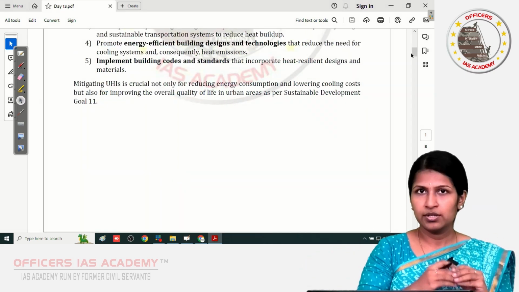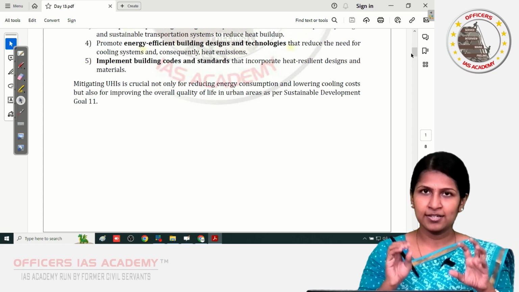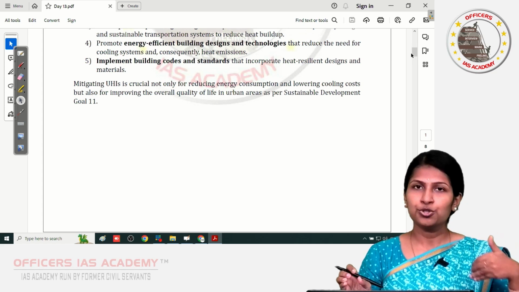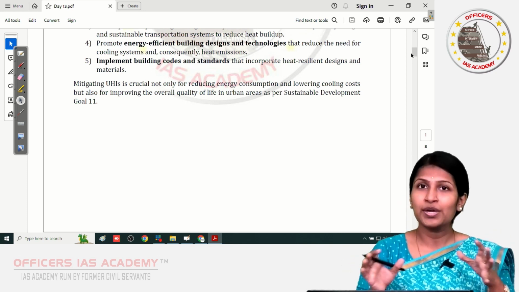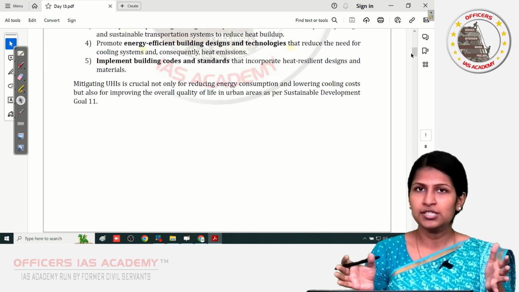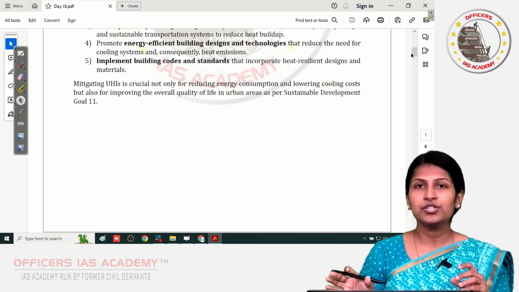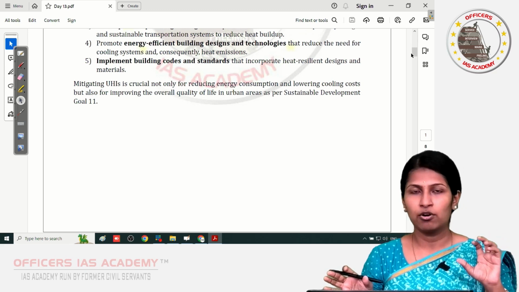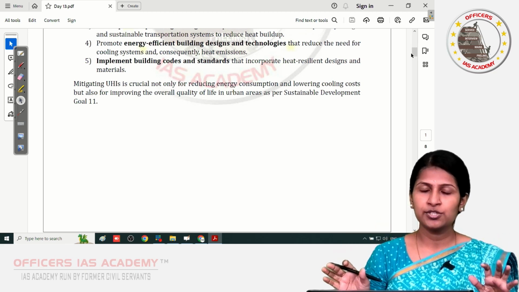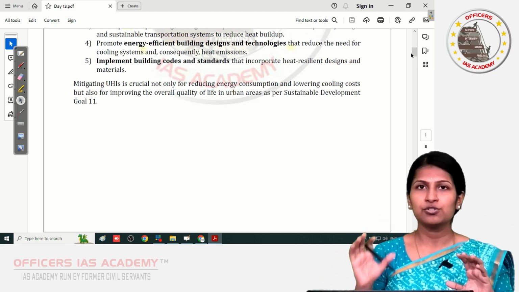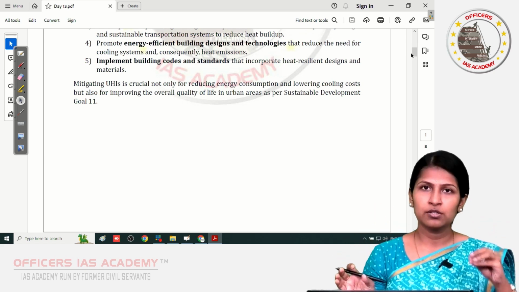So how can we conclude this question? Mitigating the urban heat island. So you can discuss the impacts here. So it is not only very crucial for reducing the energy consumption, also lowering the cooling cost, but also to improve the overall living conditions in an urban area, to improve the quality of life, isn't it? And you can mention the sustainable development goal in your conclusion. So usually remember all these sustainable development goals, because you can use them for your introductions or conclusions in most of your mains answers. So this is a proper conclusion which you can give.